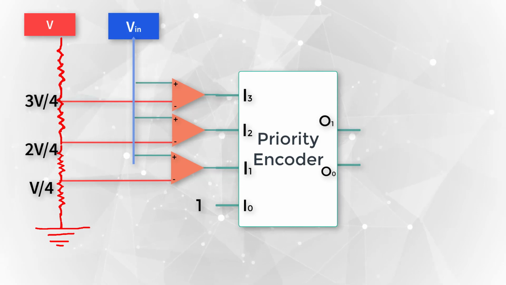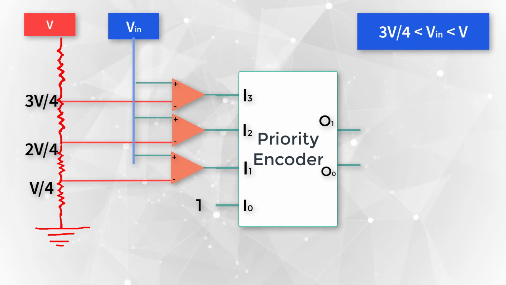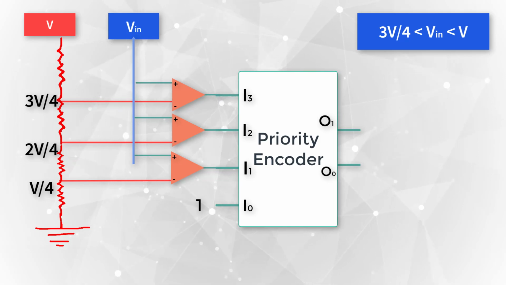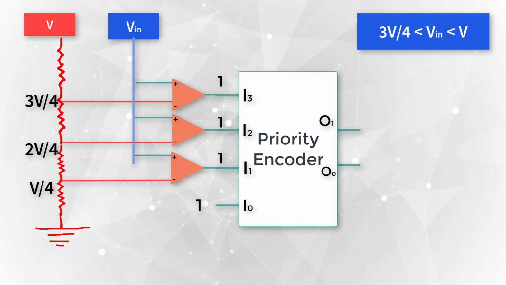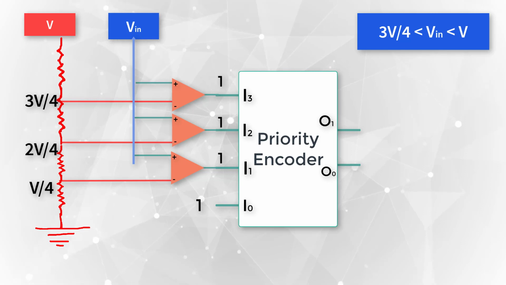Now let's assume input voltage is somewhere between 3V by 4 and V. Then it is greater than all the applied reference voltages. Op-amps 1, 2 and 3 all have 1 as their output. The priority encoder gives priority to op-amp 3 output, our MSB, and will have the output 1, 1.